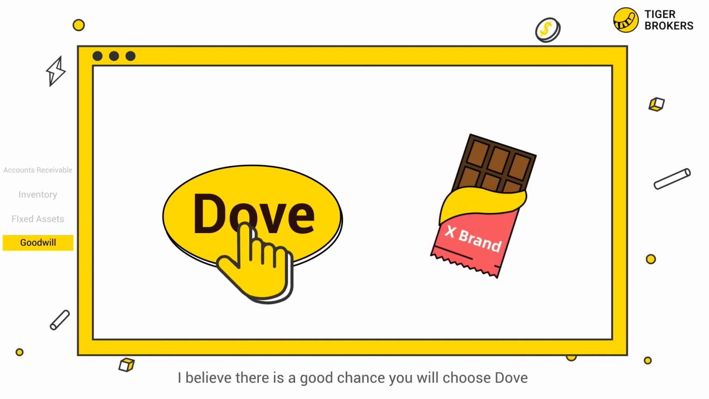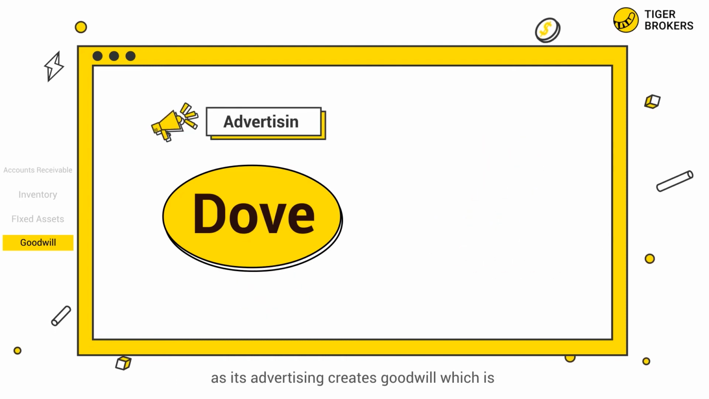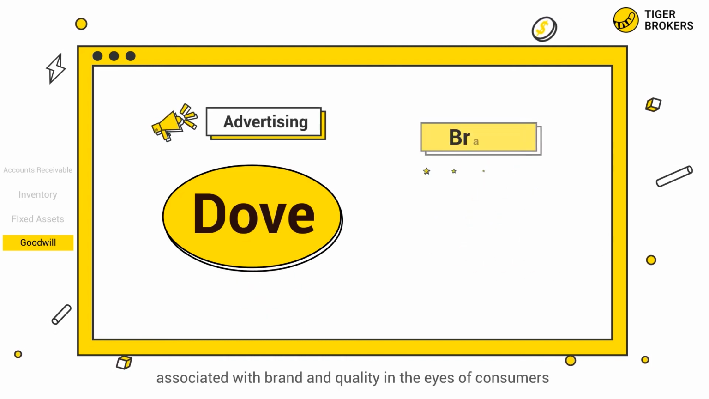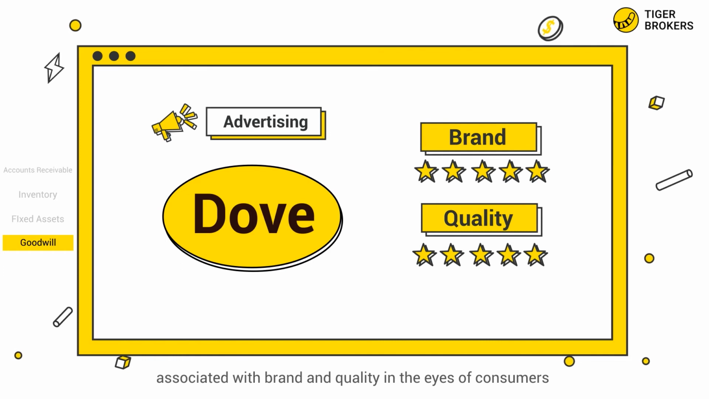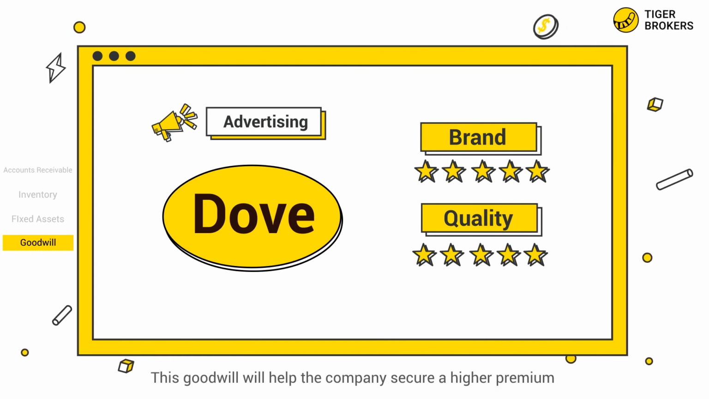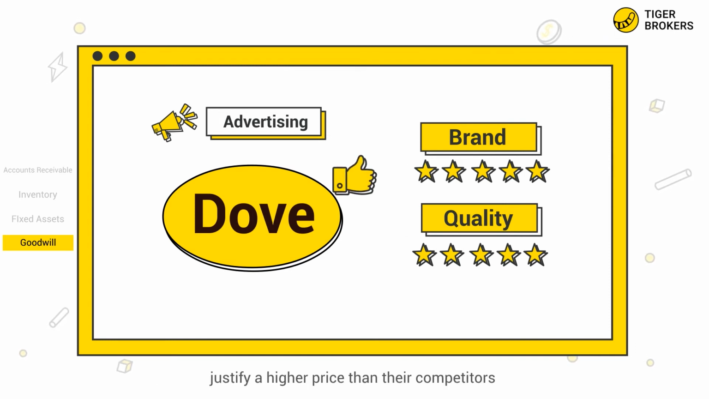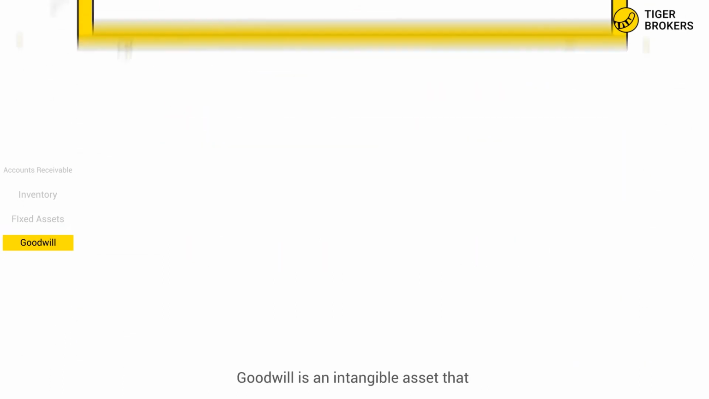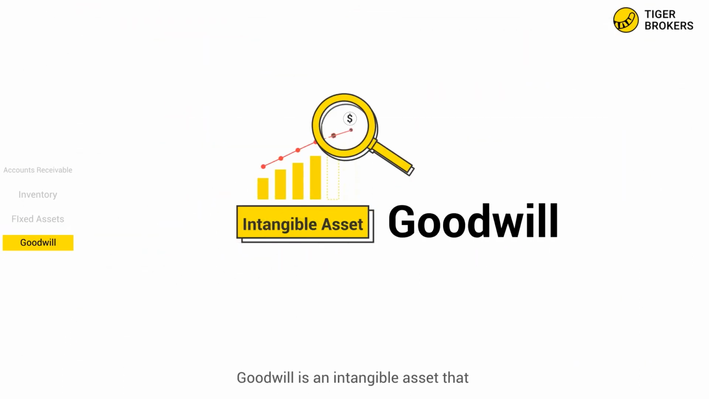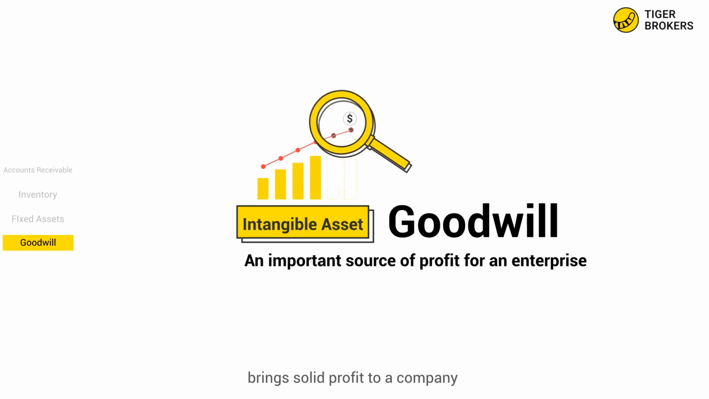I believe there is a good chance you would choose Dove, as its advertising creates goodwill, which is associated with brand and quality in the eyes of consumers. This goodwill will help the company secure a higher premium. Thus, a company with higher goodwill can justify a higher price than their competitors. Goodwill is an intangible asset that brings solid profit to a company.